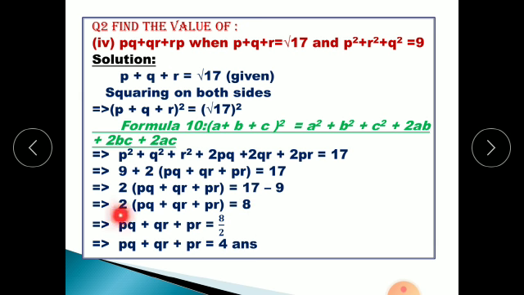Now this 2 is multiplying this bracket, so divide it on the right hand side. Okay. So 8 will be divided by 2, so it will give the answer 4. So pq plus qr plus pr is equal to 4, which is the required answer.